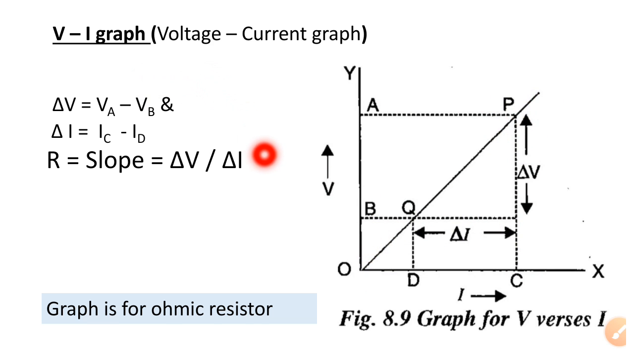And see here, from the graph, this del V is like that. So VA minus VB is equal to del V, and for I it is IC minus ID. So this becomes del I. The slope of this line gives the resistance here. So R, resistance, equals slope, that is del V by del I, or in the place of del V we can say VA minus VB divided by IC minus ID, like that.